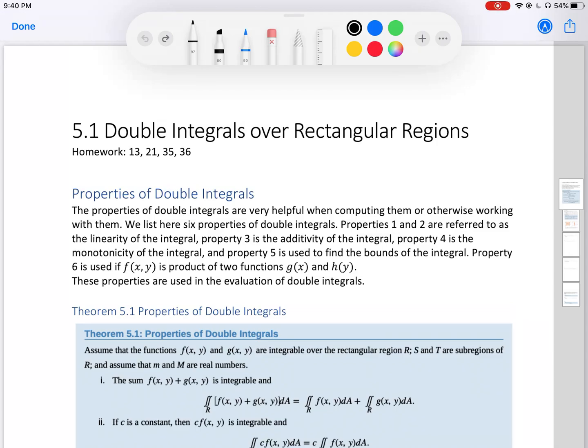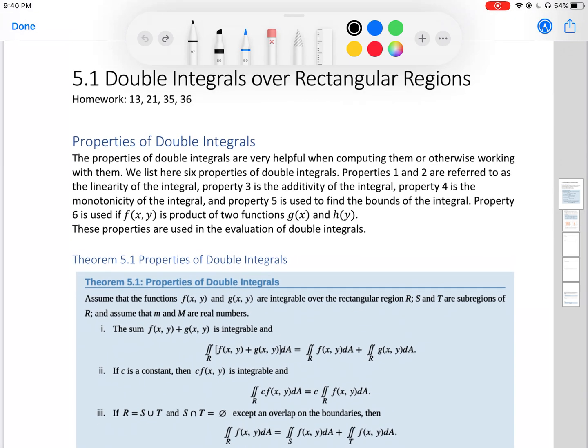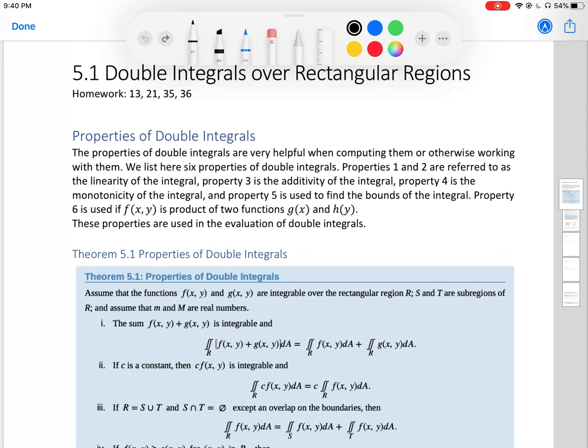Section 5.1, Double Integrals over Rectangular Regions. Your homework is problems 13, 21, 35, and 36.